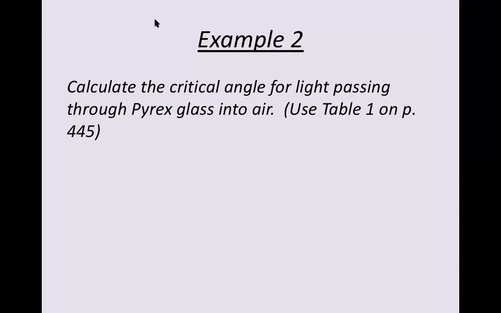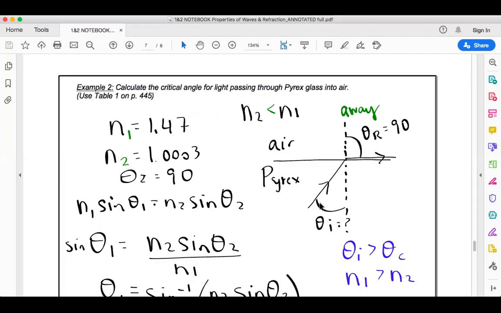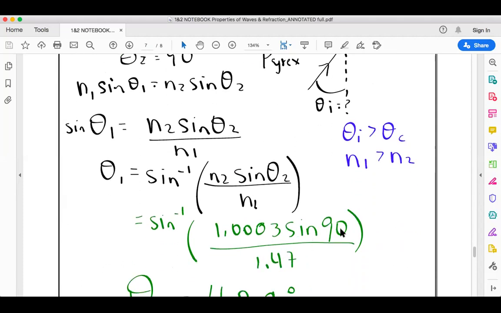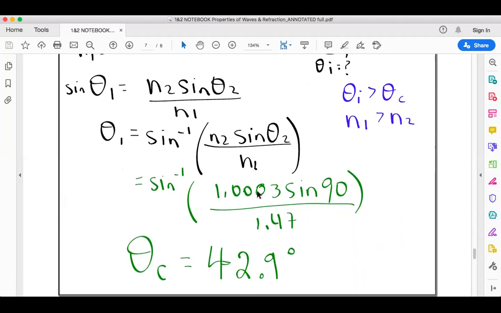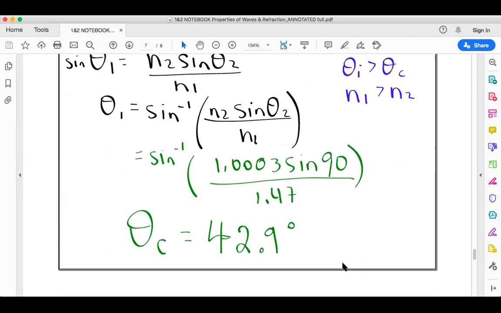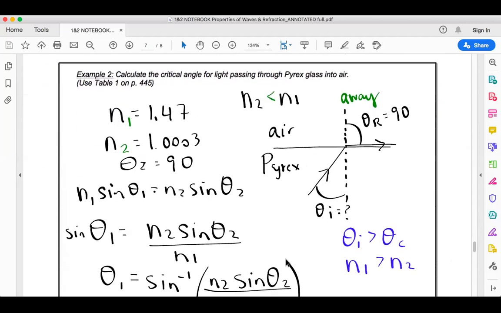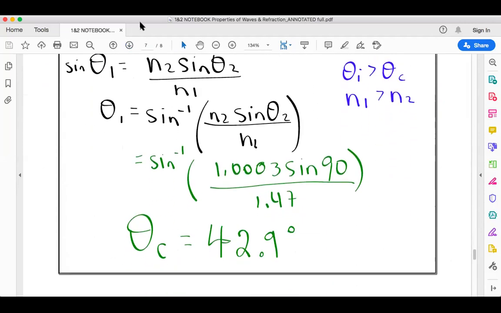Oops. See, I told you it was the last example. Okay, so in this example, you just used Snell's law, but seeing critical angle, you need to know that means theta 2 is 90, and sine of 90 is just 1, so it's really just the ratio of the indices of refraction. And in this case, make sure you do sine inverse of the ratio of the indices of refraction, then you get 42.9, and for proper sig figs, I guess it would be 42.9 degrees.